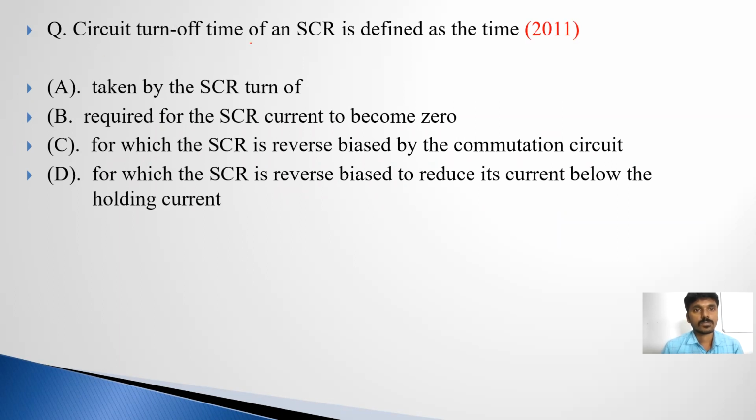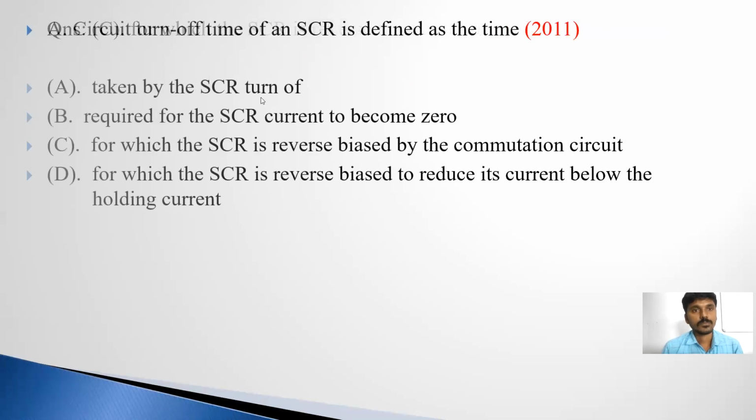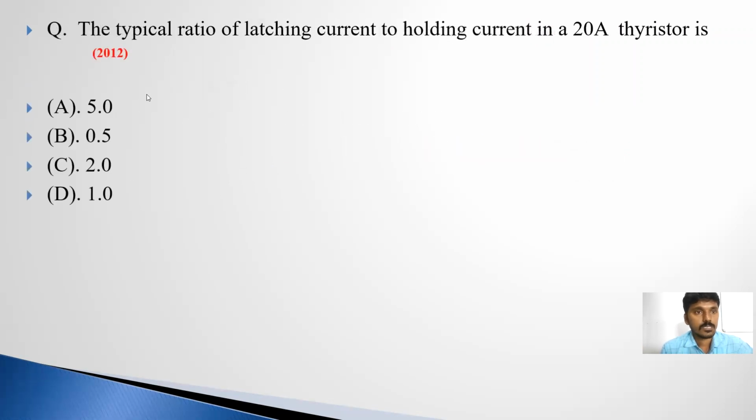Okay, the circuit turn off time of an SCR is defined as the time related to the commutation process, for which the SCR is reverse biased by the commutation circuit. The SCR turn off time can be defined by applying the reverse voltage using the commutation circuit. C is the right answer. Next.